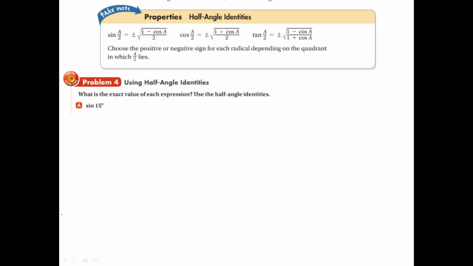Now, tan 150, as I told you before, I can solve it as sine 150 over cosine, or I can solve it using this identity. It is the square root, positive or negative, of (1 minus cosine A) over (1 plus cosine A). Since 150 is in quadrant 2, the tan is negative.